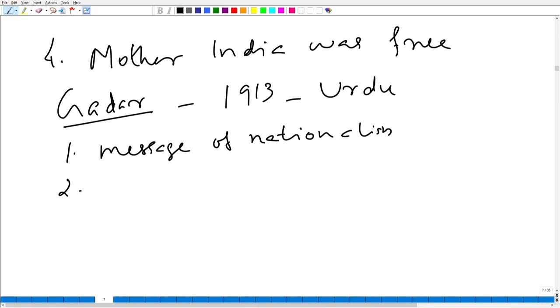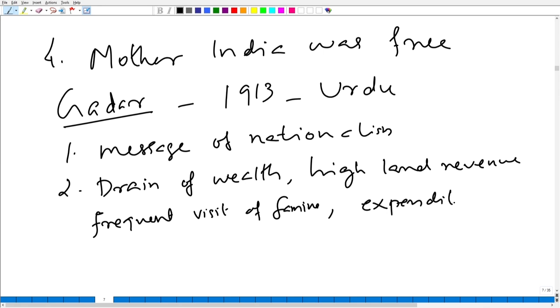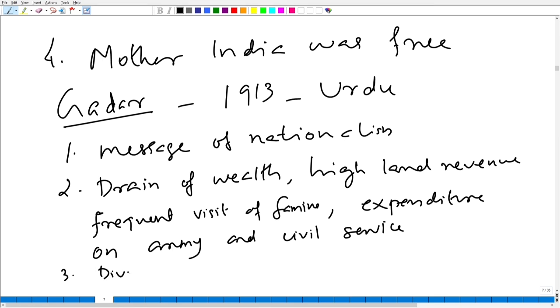Secondly, it discussed British economic policies like drain of wealth, high land revenue, frequent visits of famine due to the economic policies adopted by the British government, expenditure on army and civil service, and the British policy of divide and rule. These were the subjects mainly discussed in the Gadhar newspaper. They used to spread the idea of nationalism among the Indians through this newspaper.